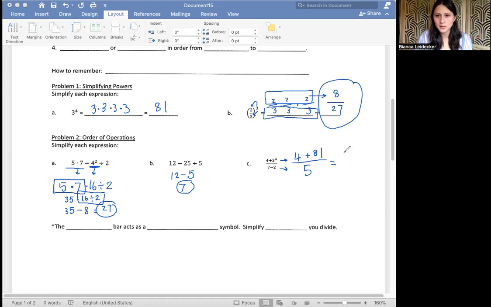81 plus 4, 4 plus 81 is 85. So now you have 85 divided by 5, or over 5. This can be seen as a fraction. It can also be seen as a division symbol. 85 divided by 5 is 17, and that's your answer.